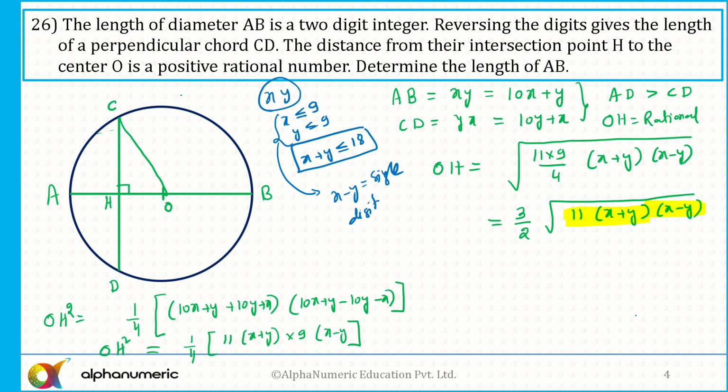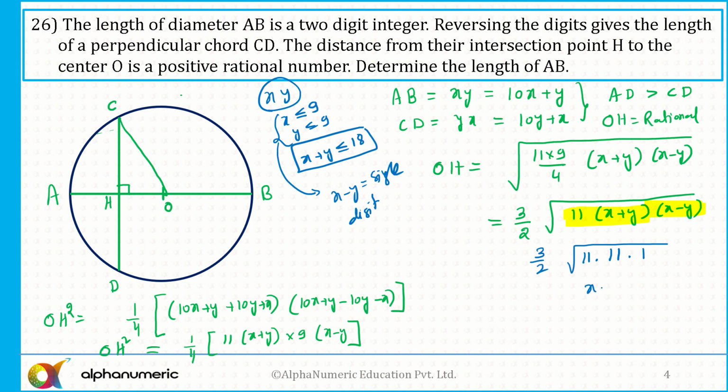But we know inside the square root, we have 3 by 2 and then 11 here. So out of x plus y and x minus y, one of the numbers has to be a multiple of 11. x minus y can't be, so x plus y has to be a multiple of 11, and x plus y has to be at most 18. So there is only one possibility: x plus y is equal to 11. Then the root of 11 into 11 gives 11 outside, so the square root sign is removed. So x minus y has to be equal to 1.